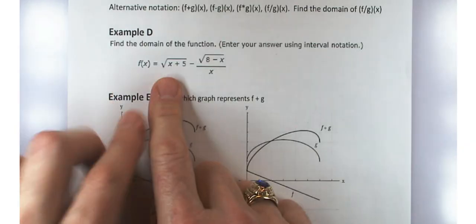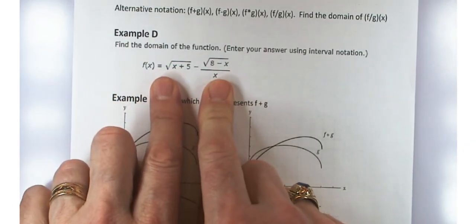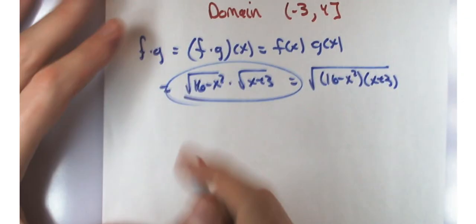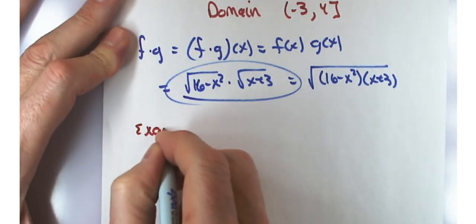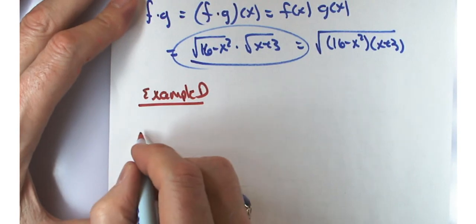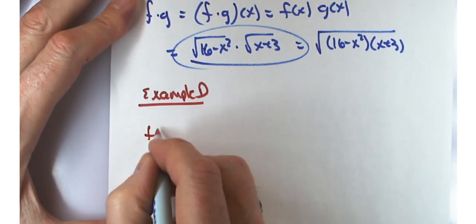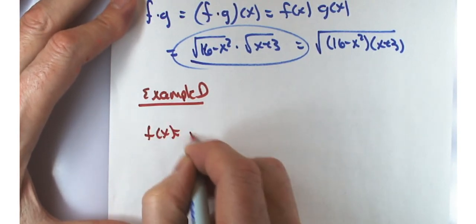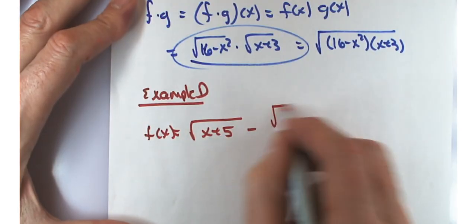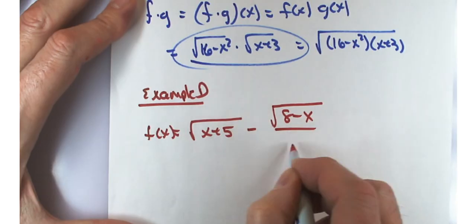Let's take a look here. There's a lot of things that you have to balance out for this one. So example D. F of x is the square root of x plus 5 minus square root of 8 minus x, over x.